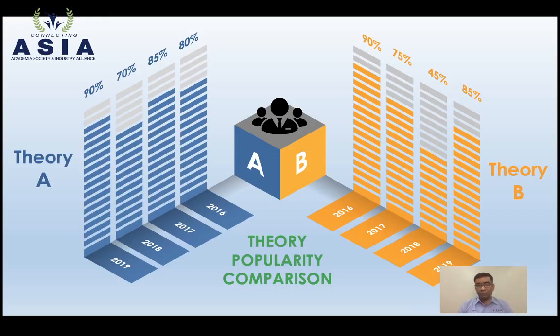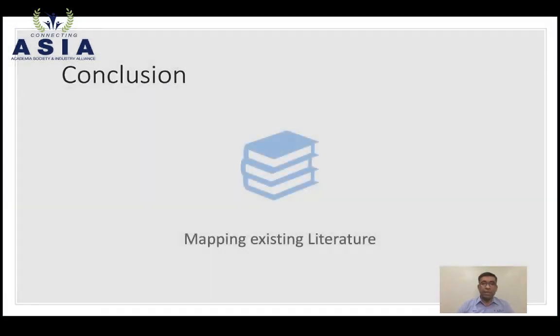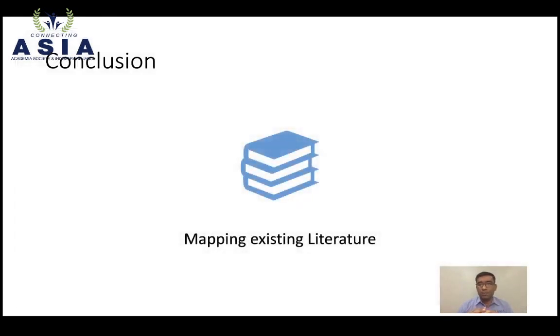Okay. Now let's move to the final part, the conclusion and future recommendation. The conclusion. Remember, what you need to write in the conclusion is a summary of what you have done in your complete paper. So first you need to map the literature. Mapping the existing literature is very important. You need to tell what work has already been done. So in that way you try to write something starting from day one.